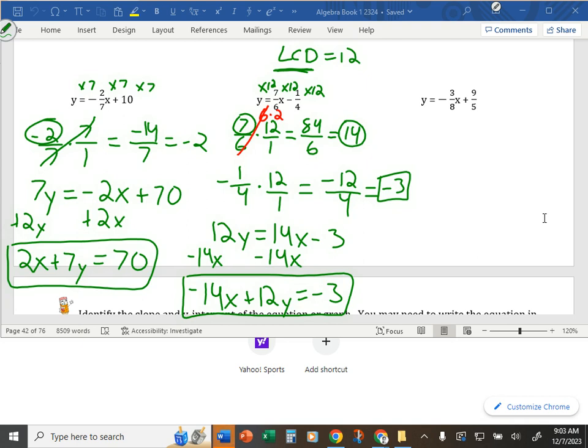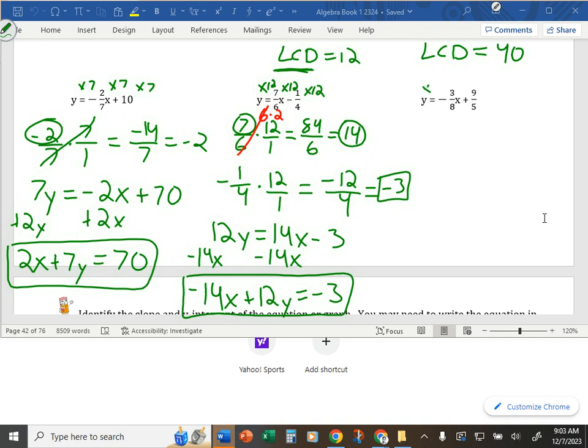Okay. Next one. Y equals negative 3/8 X plus 9/5. What are we multiplying by? We have two fractions here. So what's the smallest number that both 8 and 5 can go into? 40. Okay. So we are going to multiply by 40. That is going to cancel out both denominators at once.